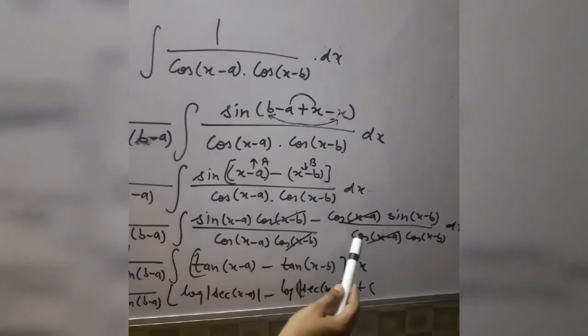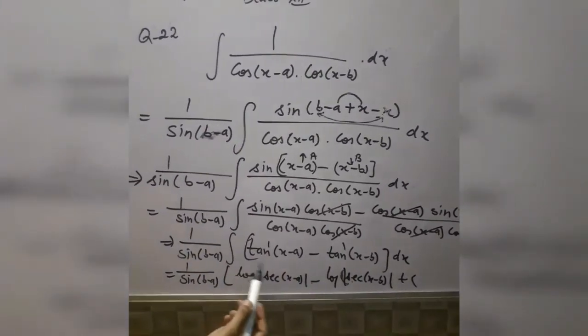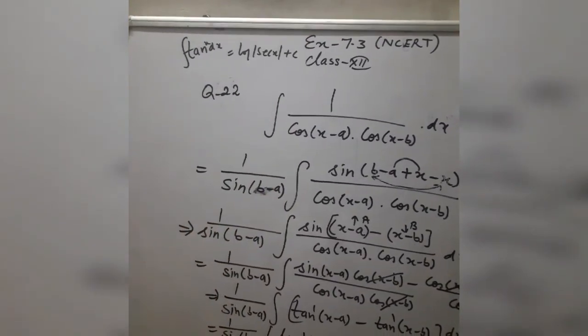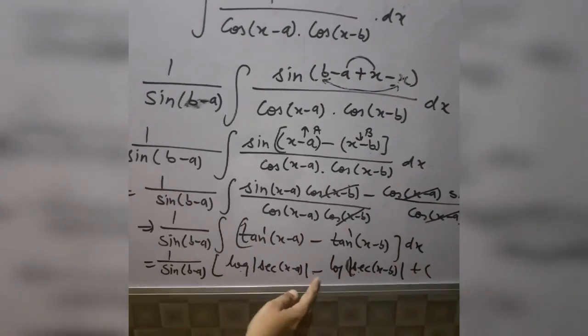Then take the denominator separately with these two terms, then you will get two terms of tangent, and here the power of tangent is 1. For direct tangent, there is a formula: integration of tangent is log secant x, so you will use this formula here. And in the last step, log m minus log n can be written as log m by n. So this is the answer.